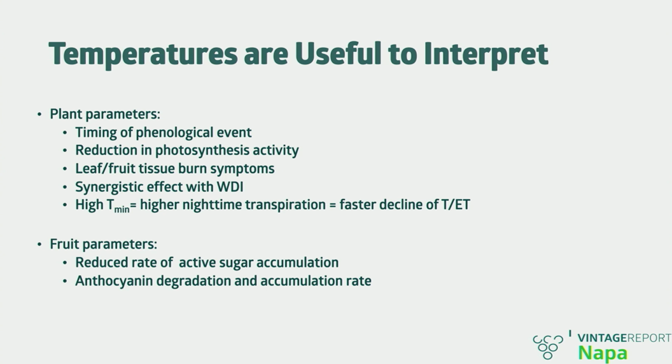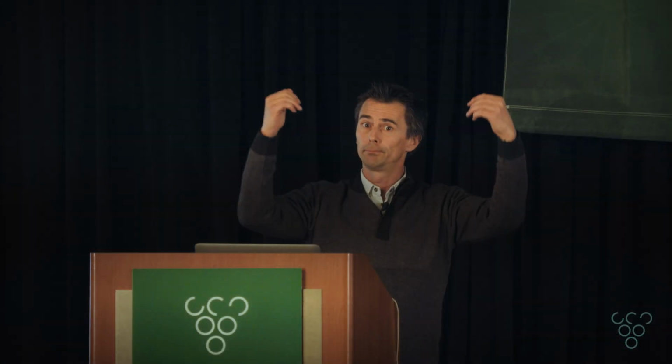To conclude, let's look at temperatures. Temperatures are useful to interpret the timing of phenological events, but if we look at the plant as if it was a factory, high temperature may reduce the efficiency of photosynthetic activity. So we have thresholds at 35 and 42 degrees Celsius. Then even tissue necrosis is likely to respond to different temperatures before or after veraison. So we look at those numbers in terms of maximum temperatures.